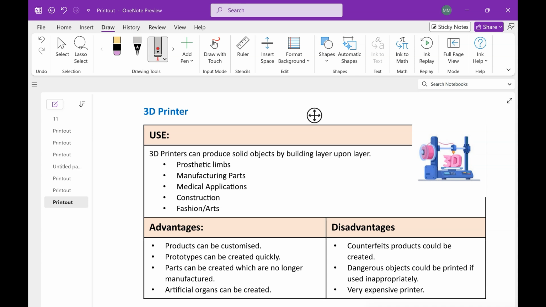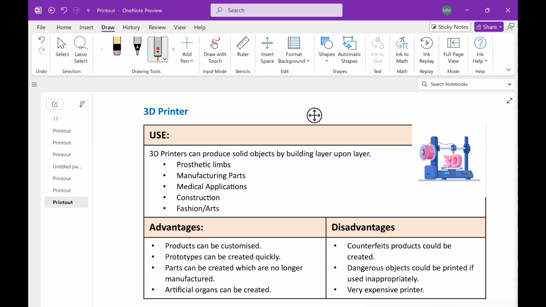Are we good? So 3D printers are very attractive and becoming more popular every day. Why? Because you can make customizations and changes. You can produce samples, or what we call prototypes. You get it? Parts that are no longer manufactured can be created. You can create parts and put them on the shelves as samples, as history. And artificial organs can even be created nowadays.